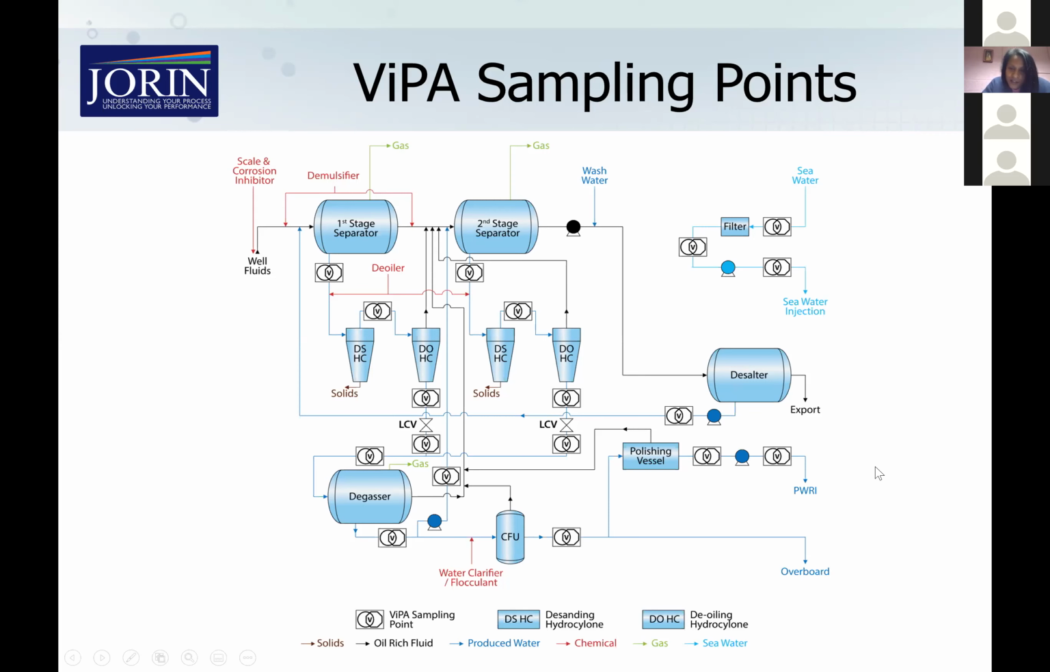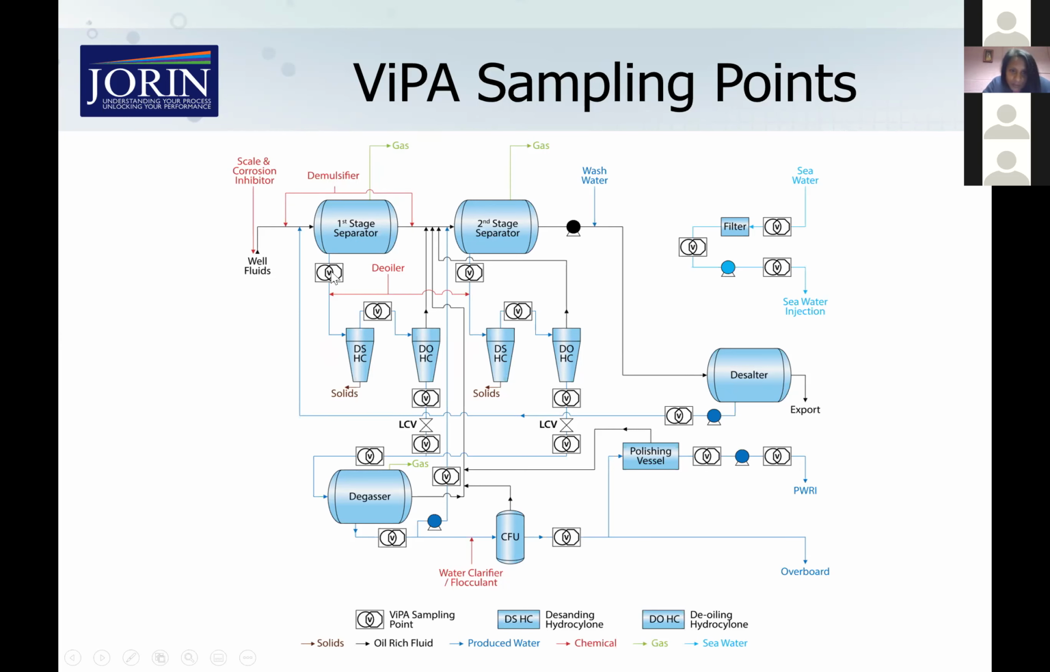So this is what we have classified as a typical produced water treatment process. I mean, there are so many different varieties of separation equipment that companies can use. There are lots of different chemicals that companies can use, but this is just a very typical one. So you've got your well fluids coming in, your first and second stage separators. So the bulk of your gas is removed, the bulk of the oil is removed, and we're now looking at all the water side of it.